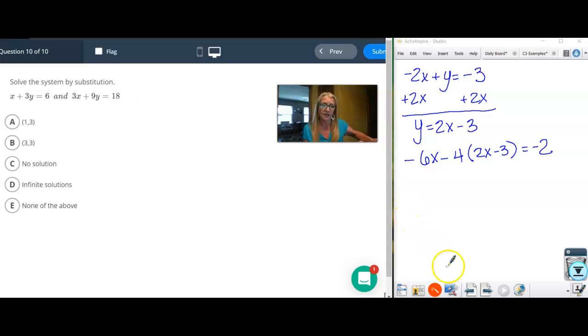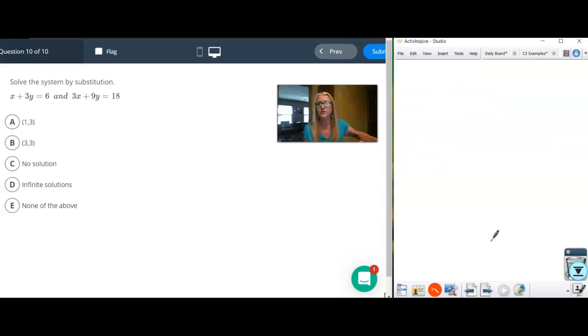Question number 10, again, requires you to solve one of the equations for a variable. And I think that x is just saying, pick me, pick me. Do you see him over here? He has no coefficient. It'd be very easy to get rid of that 3y. Just subtract 3y from both sides.